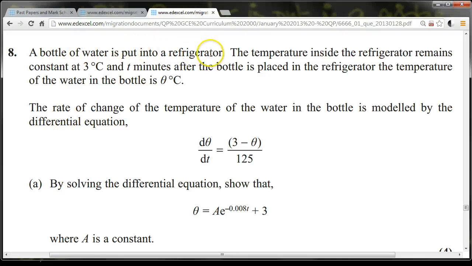A bottle of water is put into a refrigerator. The temperature inside the refrigerator remains constant at 3 degrees centigrade. And t minutes after the bottle is placed in the refrigerator, the temperature of the water in the bottle is theta degrees centigrade. The rate of change of the temperature of the water in the bottle is modelled by the differential equation here. By solving the differential equation, show that theta is equal to this, where A is a constant.